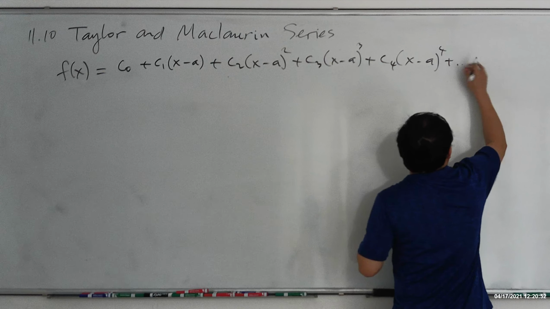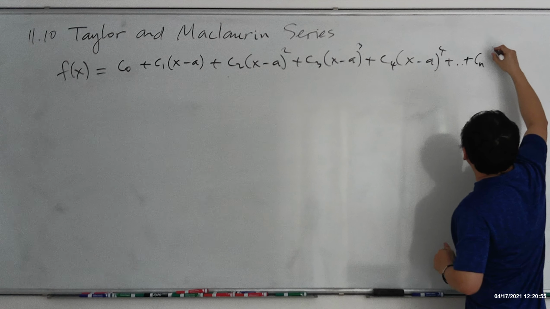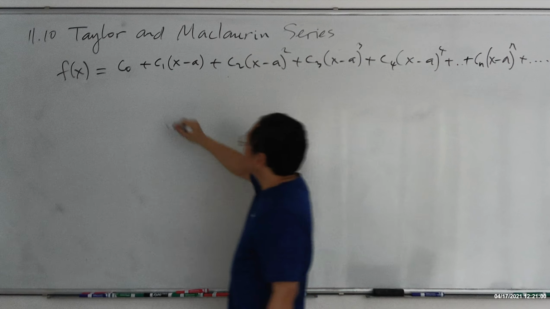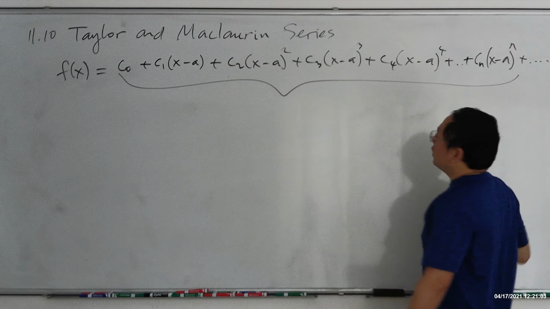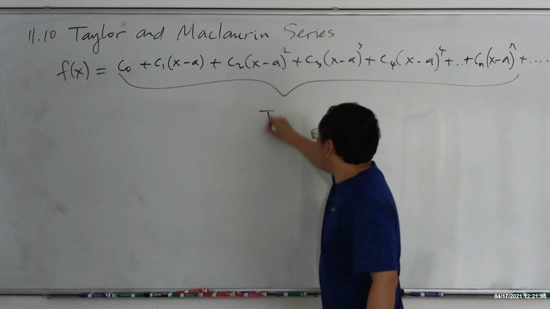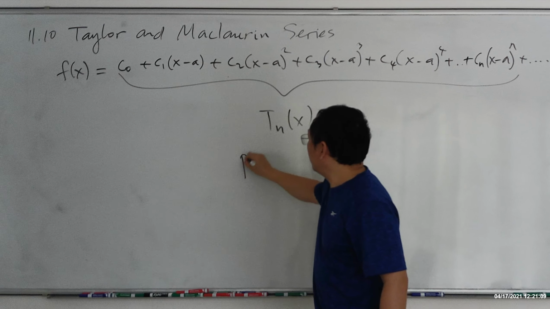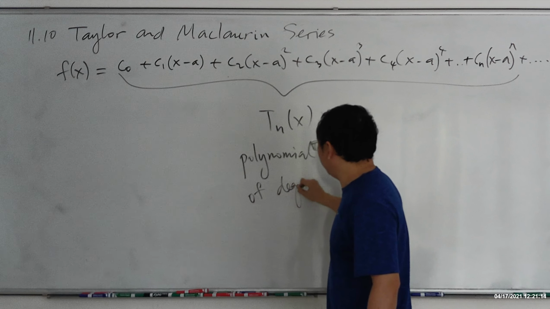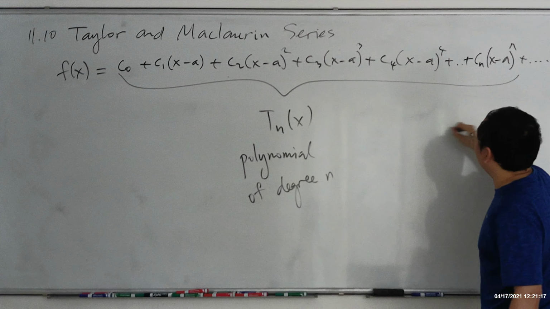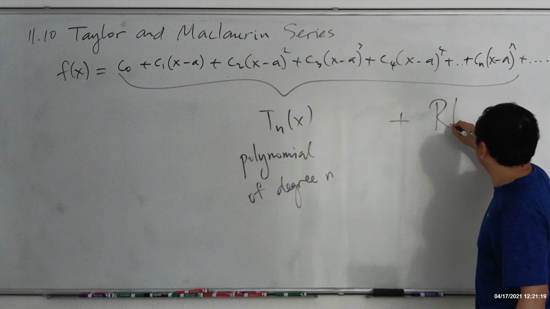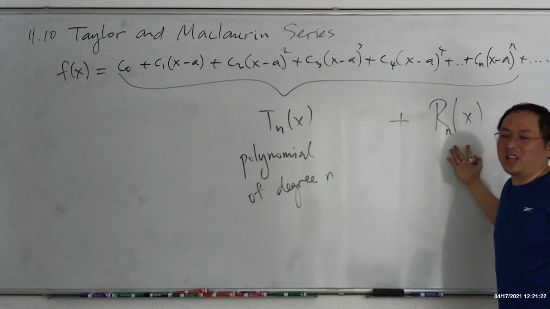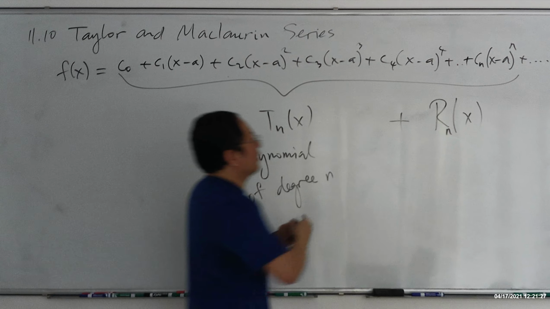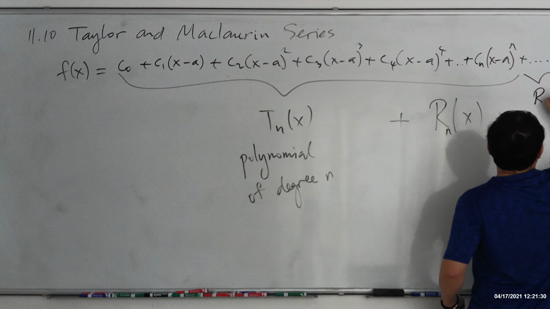So let me write the general term. Put that all the way to Cn (x minus a) to the n, and then plus more. If we use n terms to approximate the function, this is called Tn of x. This is a polynomial of degree n. And plus what? Plus some remainder. This is like the error of your approximation. And this is our n right here.